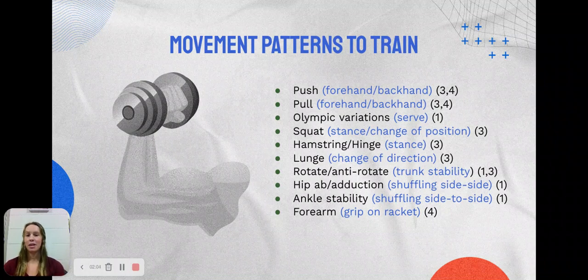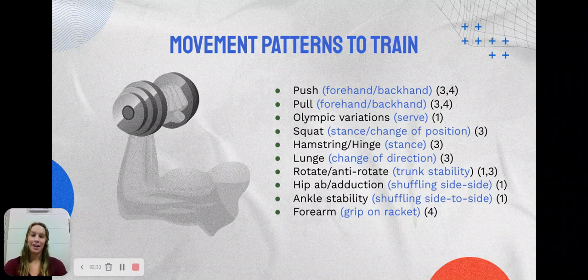I'll also be focusing on Olympic variations such as power cleans, hang cleans, and snatches, just to create overall power for that serve. I will use squat and hinge variations such as squat jumps and deadlifts to work on the stance, which is used between plays. And I also use lunges, such as walking lunges, to work on change of direction when tennis players have to go from one side of the court to the other to hit a ball.